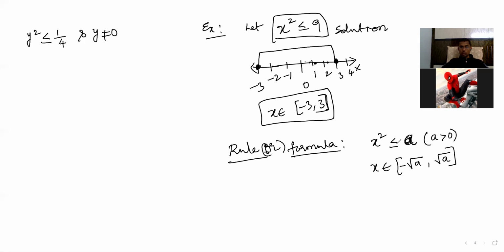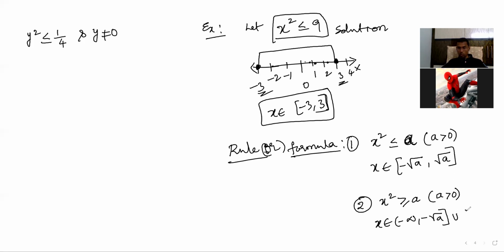Hope you understand. It lies between the roots. Less than or equal to 9 means lies between the roots. What are the roots? Plus or minus 3. In general, plus or minus root a. This is formula number 1. Next, formula number 2. x square is greater than or equal to a, where a is greater than 0. Here, x does not lie between the roots. x belongs to minus infinity to minus root a, union root a to infinity.